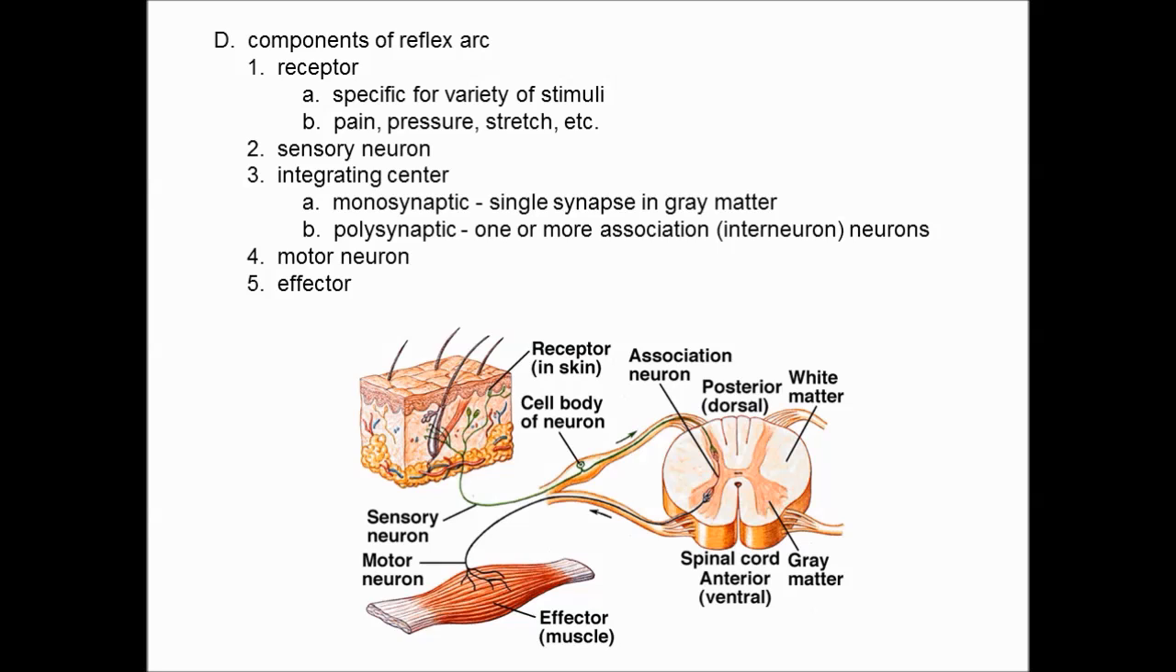And then within the gray matter, within the butterfly of the cord, that's the integrating center. If it's a monosynaptic reflex, it just goes right into the efferent neuron. If it's polysynaptic, it couples with some interneuron in the gray matter of the cord. And finally, a motor neuron goes through the ventral root and out to the effector. So those are the four classic components: receptor, sensory neuron, integrating center, and motor neuron. And the motor neuron most often couples to the muscle as the effector.